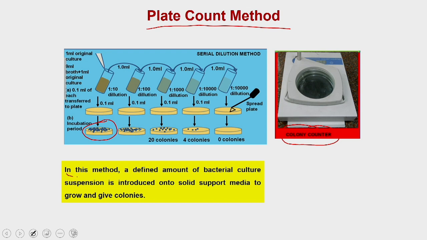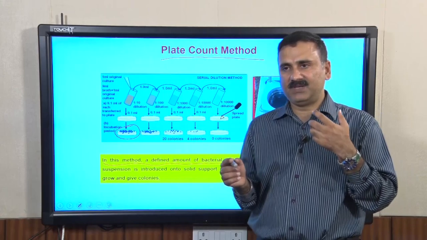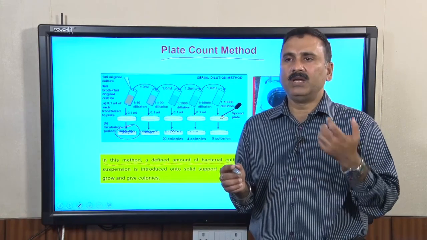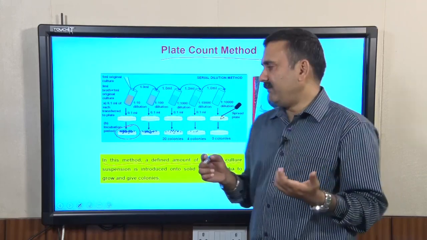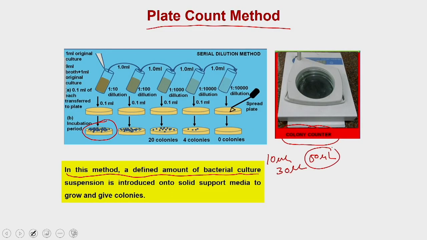In this method, you have a defined volume of bacterial culture. It could be 10 microliter, 30 microliter, or 50 microliter. There is no hard and fast rule; you can take any volume you like. It depends on the condition that the amount of bacteria you plate should give you a sufficient number of colonies, so that when you do the counting, it is statistically significant. If it is too low, you can go for higher volumes. If it is too high, you can go to a lower volume, or you can do a serial dilution of the concentrated stock, and do the counting using the colony counter.